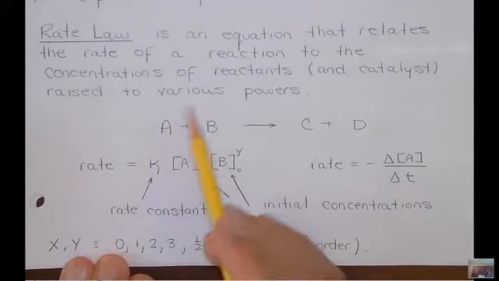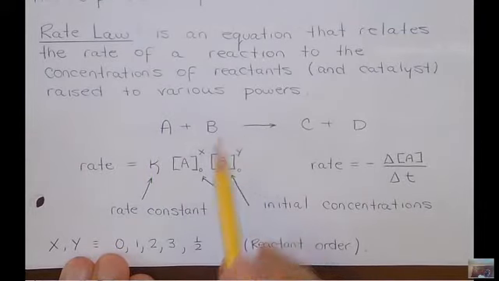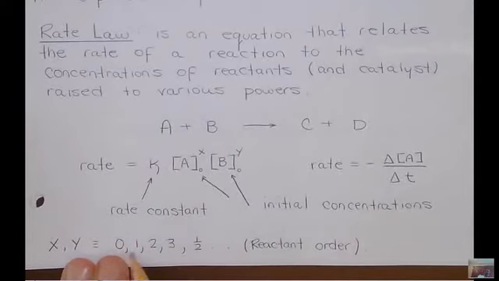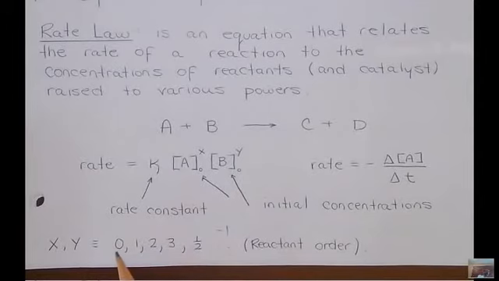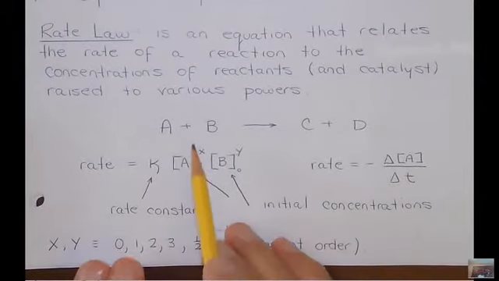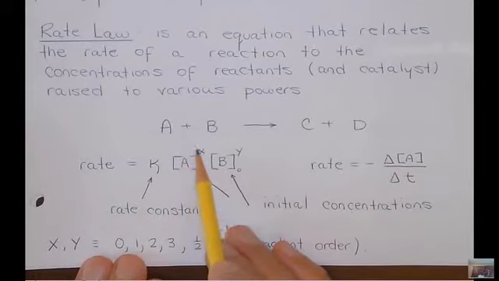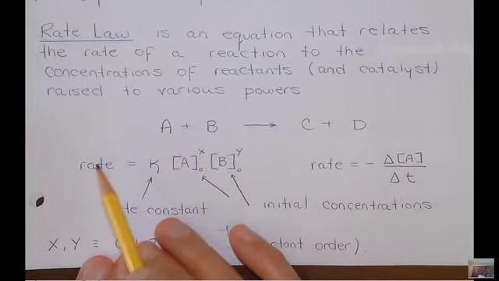So X and Y, and if you had another thing, Z, are going to be the following kinds of numbers. Something could be to the 0 power, right? That means it doesn't matter. Something can be to the 1st power, 2nd power, 3rd power, 1/2 power. The only other one you'll ever really see is the -1 power. Those are going to be the typical culprits that these initial concentrations are going to be raised to so that you can calculate the rate.